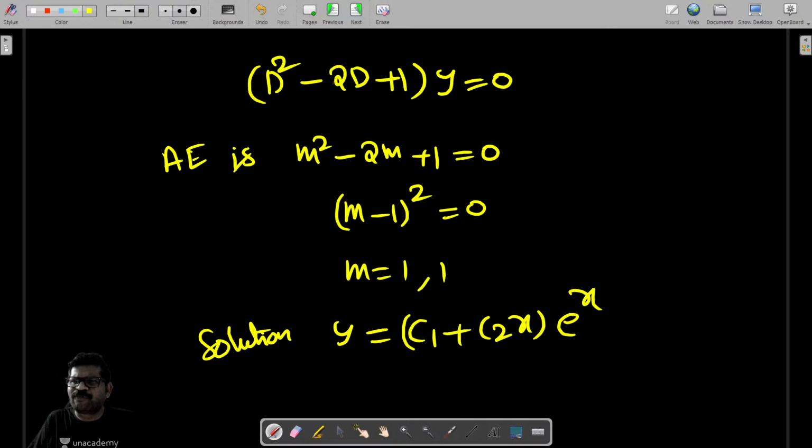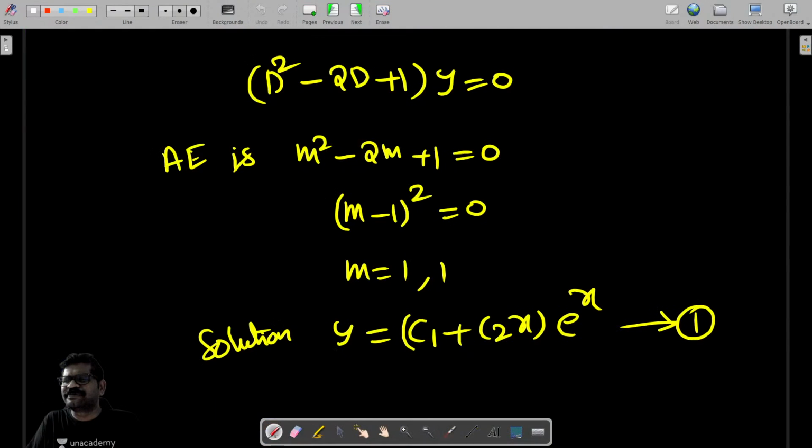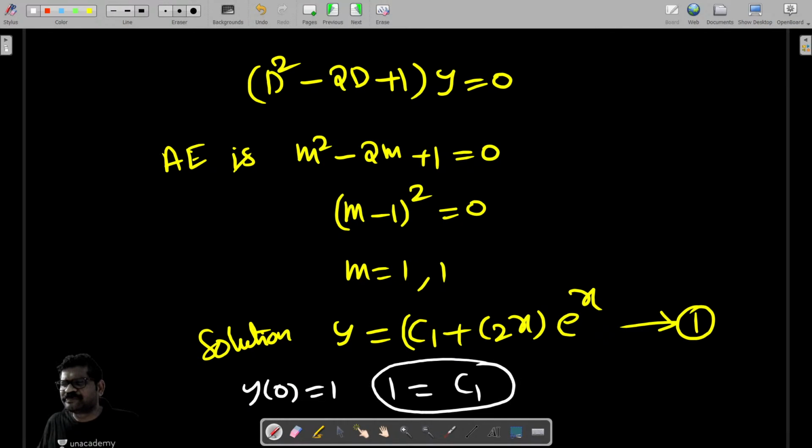Now they have provided boundary conditions. That's why I am calling it equation 1. Now y of 0 equal to 1 is the first boundary condition. So y of 0 equal to 1, so 1 is equal to c1 plus c2 into 0 times e power 0. So finally c1 equal to 1.